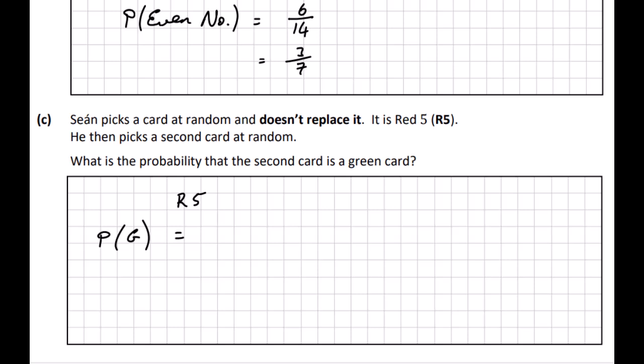Well, he's already picked a red 5. There are 7 green cards left, so it's going to be 7. But there are only 13 cards left in the pack, so it's out of 13. Because he's already picked a card and he hasn't replaced it, so there are only 13 cards left. That's that one.